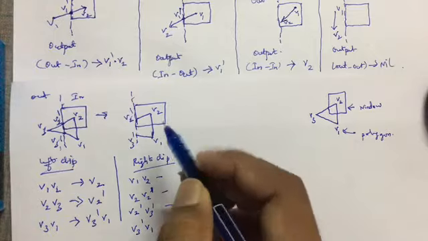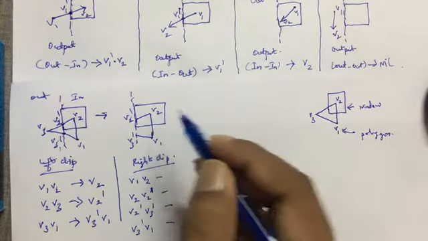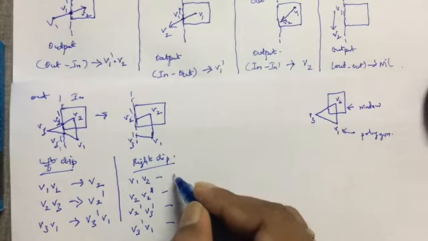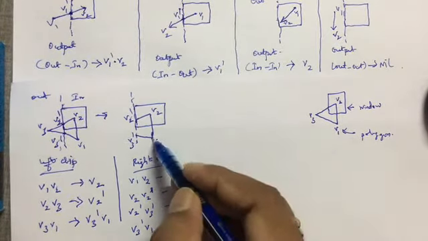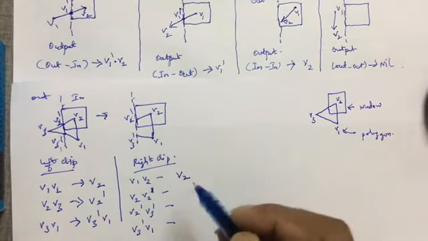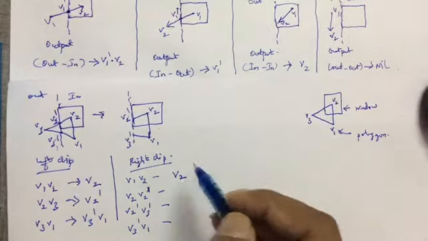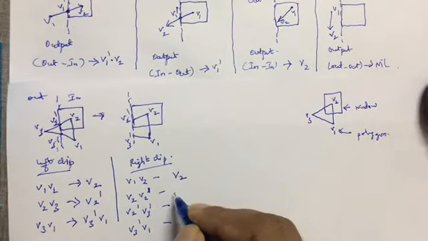So consider V1, V2. Right clipping. These edges are safe, hence the output will be V2. This is the originating point, this is the end point. We have to consider the end point, V1 to V2, and the output will be V2. And in this case V2, V2 dash.